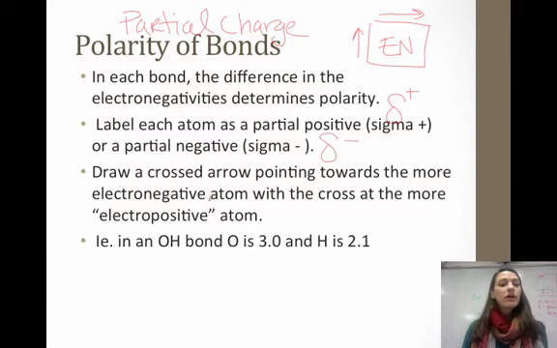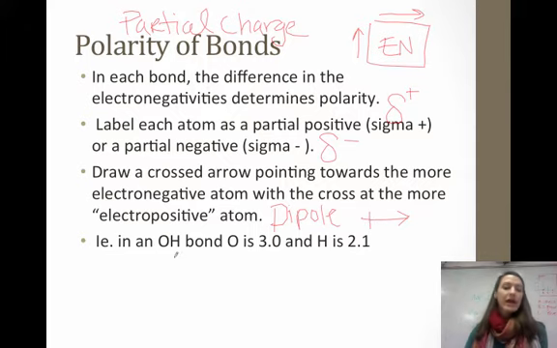You're also going to draw a crossed arrow, which is called a dipole arrow. It's going to be drawn towards the more electronegative item with a cross at the end. That looks like a plus sign, so you can remember that, all right?